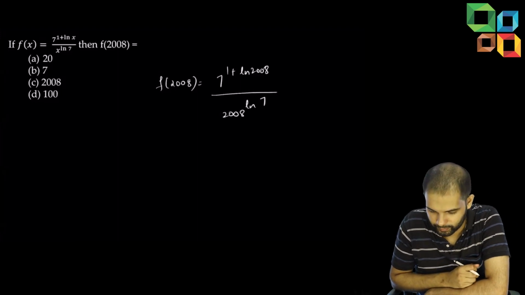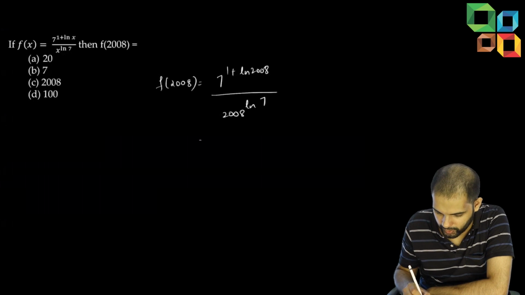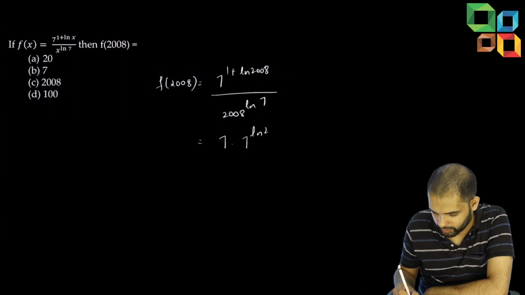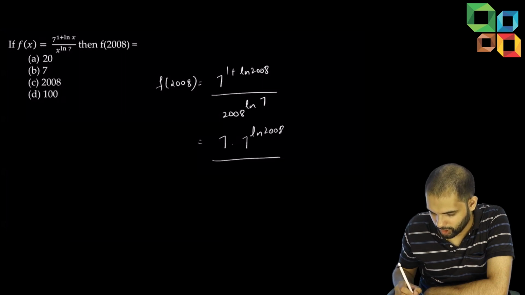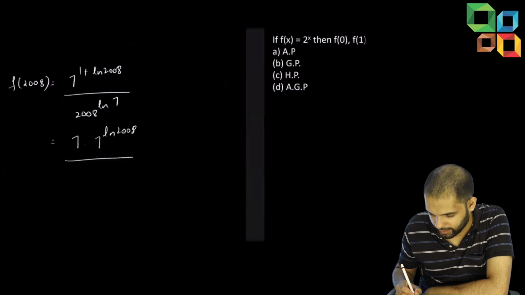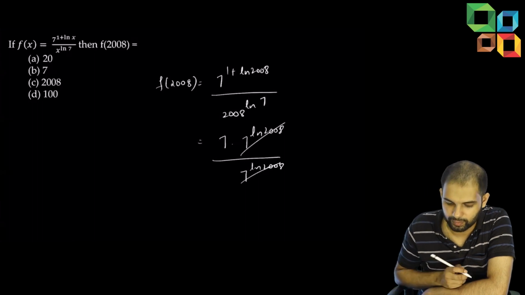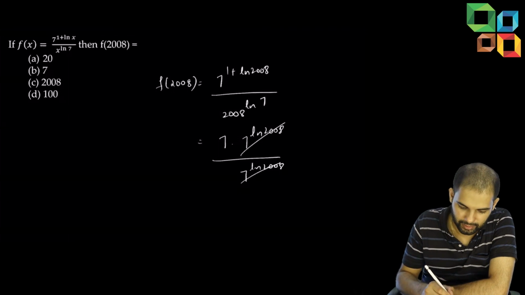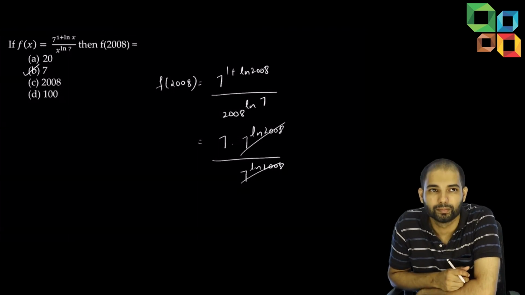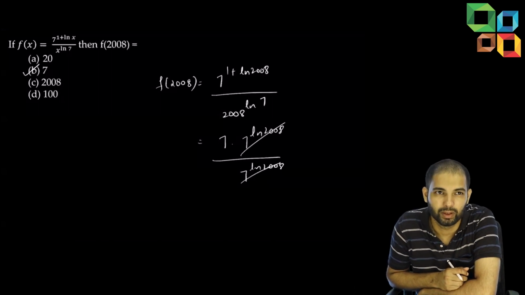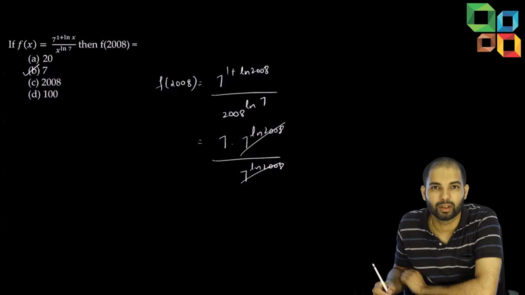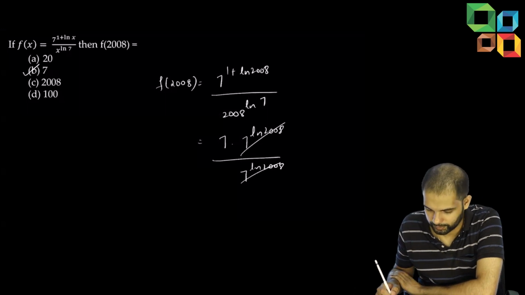Okay, fine. Numerator, if I want, I can write it as 7 into 7 power ln 2008. So actually, denominator again, you can interchange this and write it as 7 power ln 2008. It's again using property of logarithms, right? So these two will get cancelled. You'll get your answer. If you've not learned logarithms, do not worry about it. Those I've learned, so I've simply shown the solution.